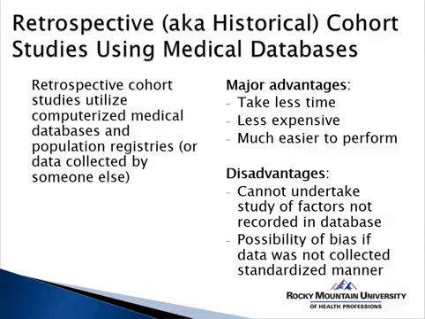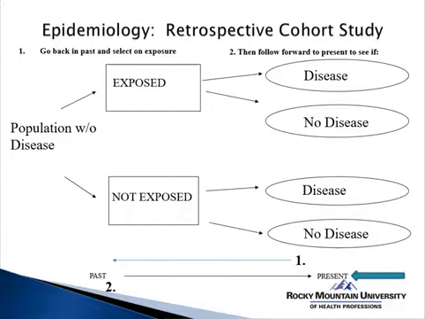Retrospective, major advantages, takes less time, so you're not following people because the data has already been collected. They're less expensive to perform and much easier to perform. But the problem is, because the data has been collected already, it may be missing things of interest. Or you have to rely on the hope that bias was not introduced in the way the data was collected. Hopefully not, but that's a potential limitation.